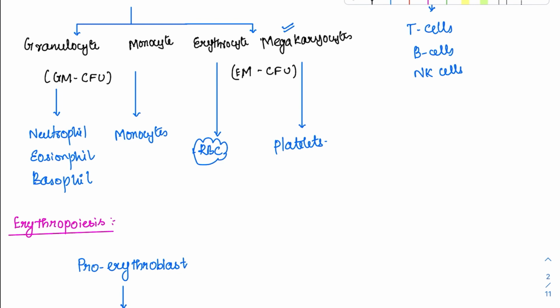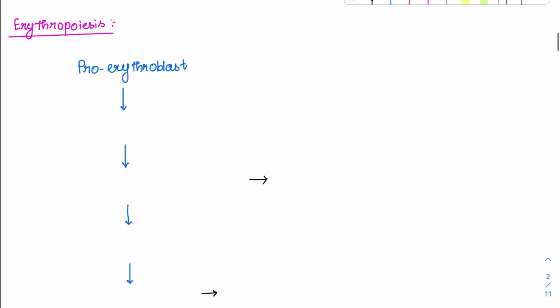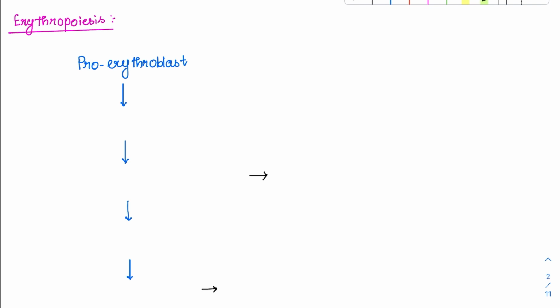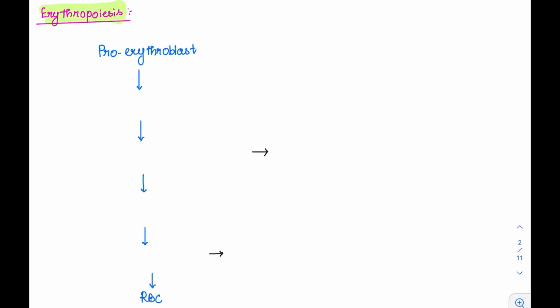Now coming to the process of erythropoiesis. Erythropoiesis means the process of formation of RBCs. So RBC will be our end product. That is simple because that is what we are going to form in this. Then RBC starts from the pro-erythroblast. That is the earliest precursor stage of RBC. From the pro-erythroblast, they undergo various different stages and finally form the mature RBCs.